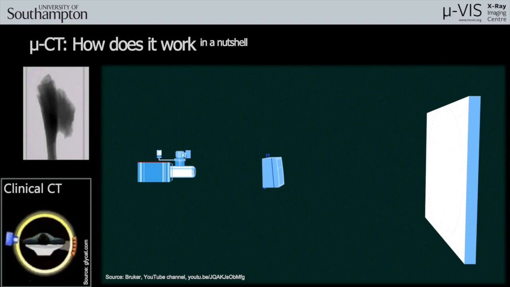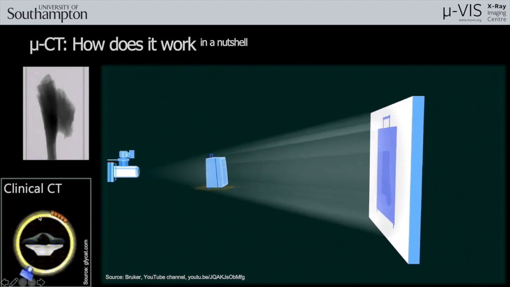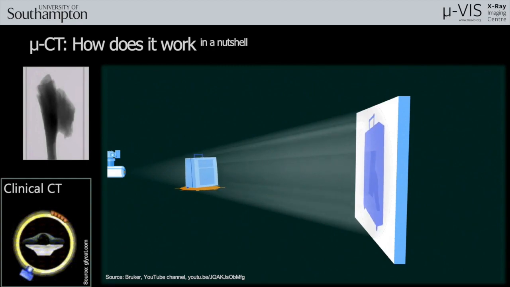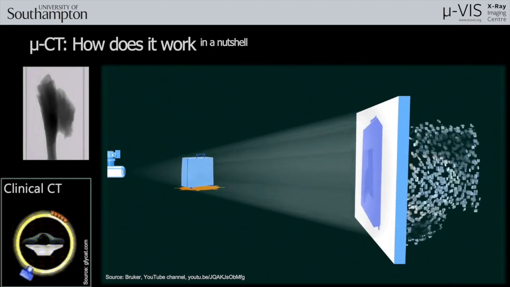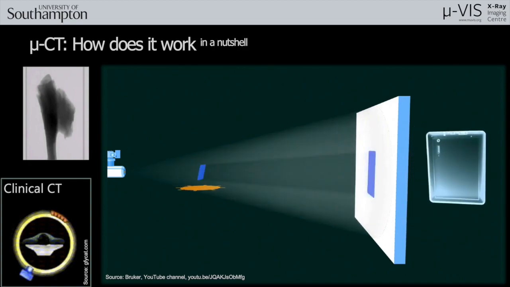In a clinical scanner, this is done by rotating the X-ray source and the detector around the patient, while in the X-ray histology or the micro-CT, what we do instead is that we keep the X-ray source and the detector fixed in space, and we rotate the specimen. Effectively, this generates the same set of radiographs, the same set of images, which we can then use to reconstruct, as we say, the internal structure of this object.